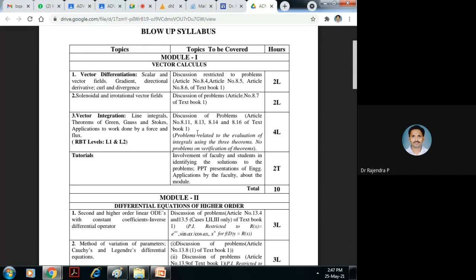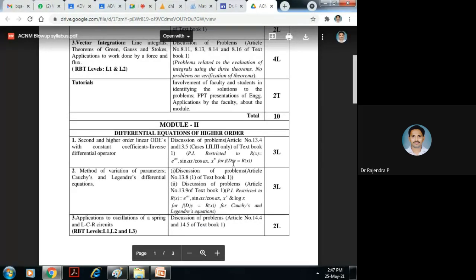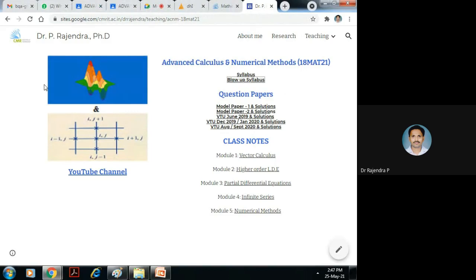I'm asking you sometimes to learn by heart, right? This is the reason: how many classes they allotted for each and everything. You can even go through this blow-up syllabus, and the syllabus copy is there. Model question papers with solutions are available, and we have 5 papers here. All those 5 papers, including solutions, everything is available.